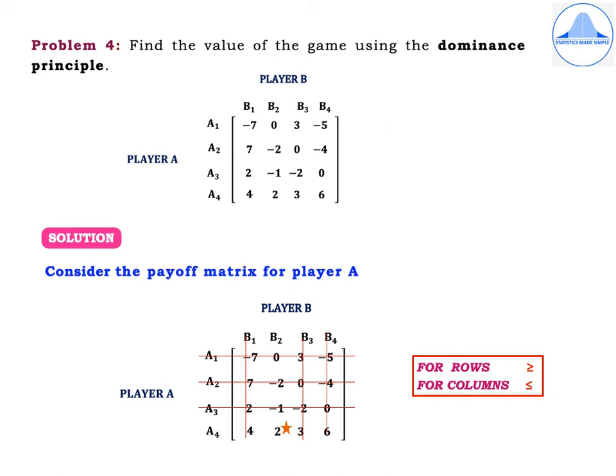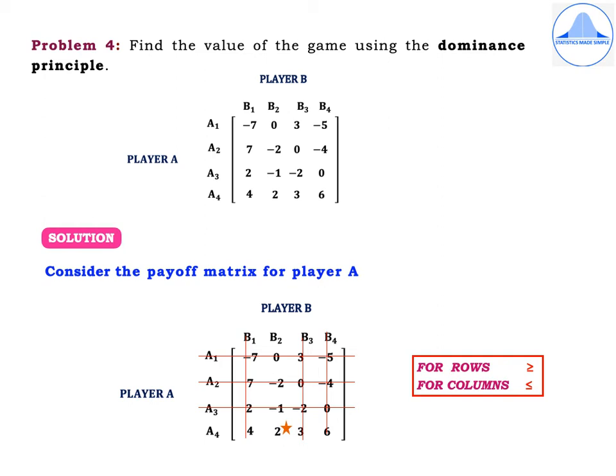Now remember that for the rows, the comparison should be greater than or equal to for the payoffs, and for the columns, the comparisons are less than or equal to. So let us now compare A1 with A2. -7 is not greater than 7. So A1 and A2 doesn't work out. Compare A1 with A3. Again, -7 is not greater than 2. So A1 and A3 also doesn't work out. Now compare A1 with A4. -7 is not greater than 4. So A1 doesn't work out with A2, A3 and A4.